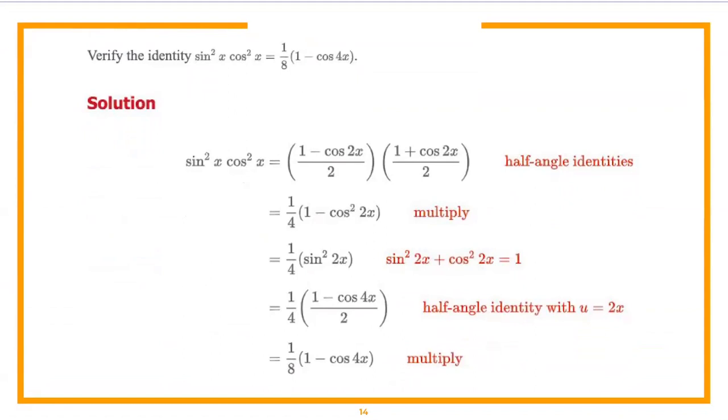So when we look at this, it says verify the identity. And when we're looking at that left-hand side, okay, they substituted their sine squared with this half angle or power reducing formula. And then they did the same thing with their cosine squared. They replaced it with the cosine squared power reducing formula or half angle identity.